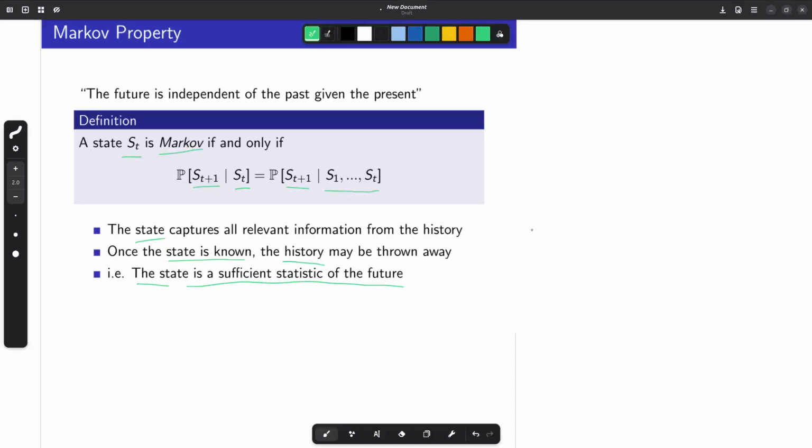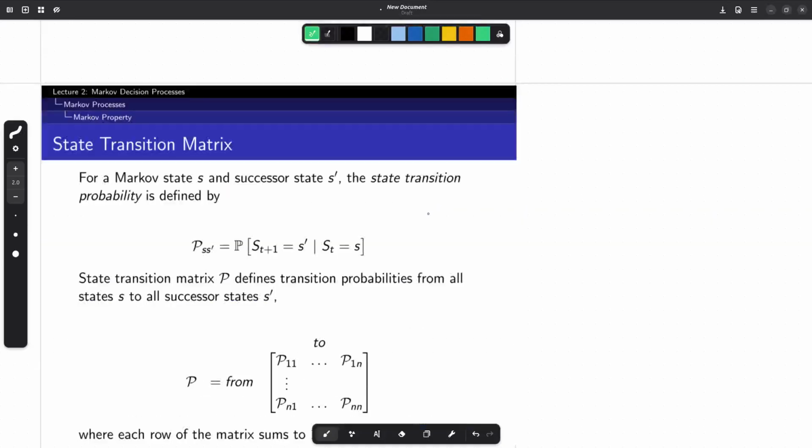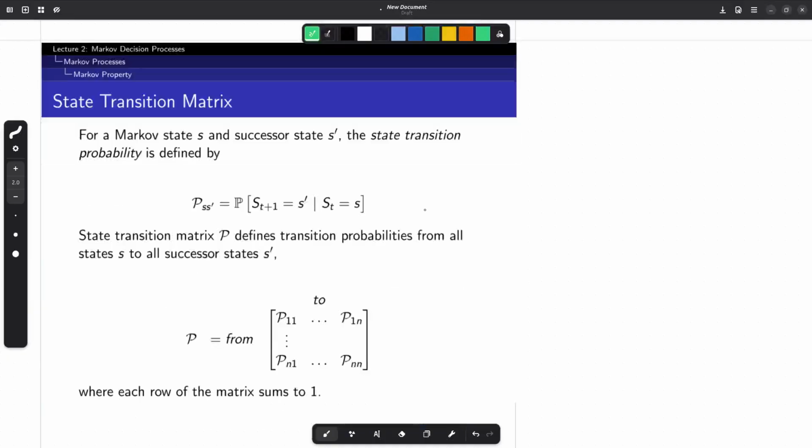So again, when you have your previous states S1, S2, up to St, and you want to predict S_t+1, the behavior of the environment, the only thing that you would need if your state is Markov would be the current state, and you wouldn't need the previous states. So this is the definition of a Markov state.